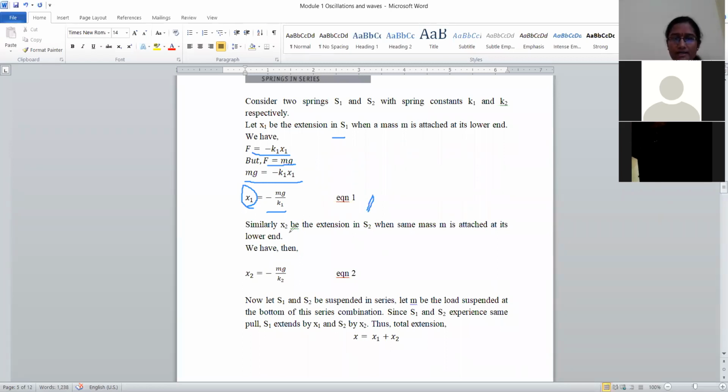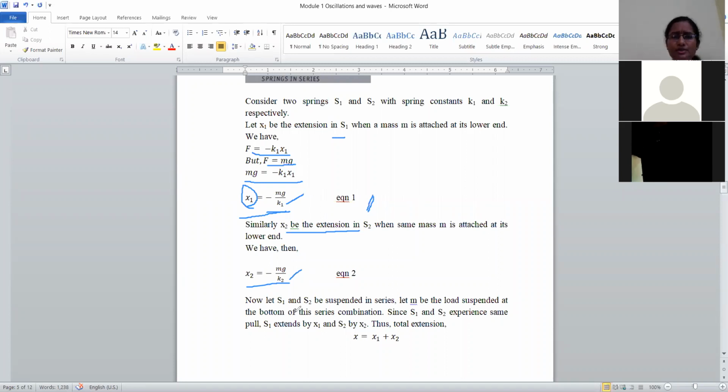Now X2 is the extension in S2. And as the same mass is attached, similar to equation 1, we have X2 is equal to minus mg by K2, where K1 is the force constant for the first spring, K2 is the force constant for the second spring.